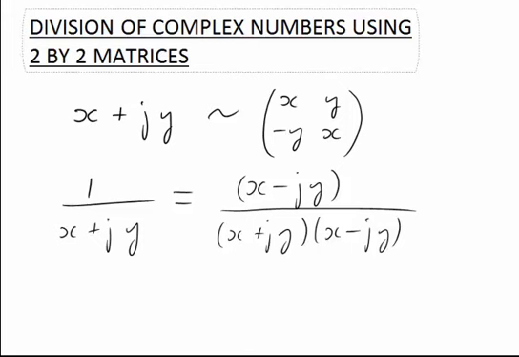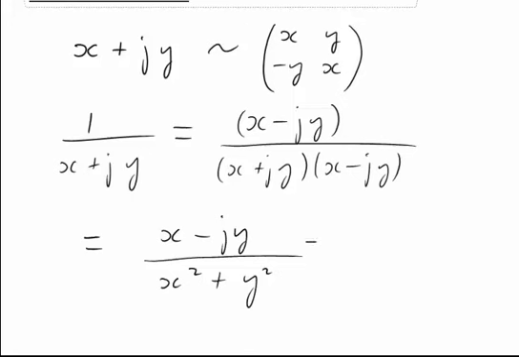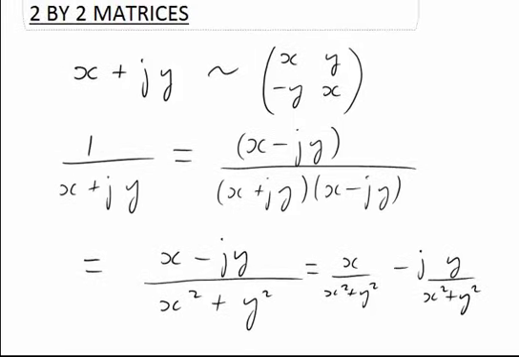The complex conjugate of x plus jy is x minus jy. So now we've got to expand out the product on the bottom. But that's not difficult, and in fact you may remember that it comes out to be real and positive. In fact we get x minus jy on the top still, and on the bottom x squared plus y squared. If we wanted to break that up, we could write it as x over x squared plus y squared minus jy over x squared plus y squared. Now, that was the reciprocal of the complex number x plus jy.